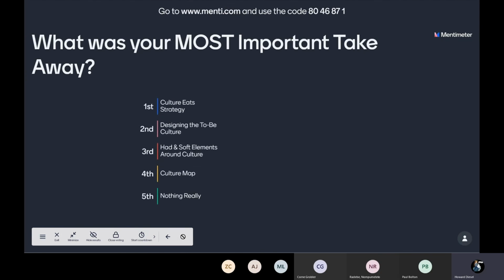And so, to bring it to an end, what I was quite keen to understand from you guys is what was your most important takeaway of this session. And the number 3 should be hard and soft elements. And if you'd like to ask any questions before or during, now's the right time.